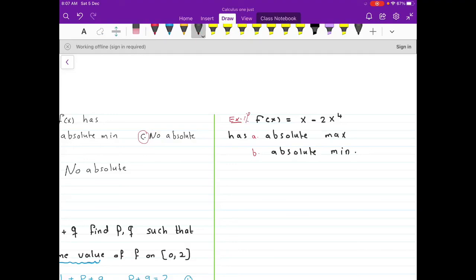If f of x equals x minus 2x to the power 4, then f has an absolute max or absolute minimum. Before solving and finding the critical points, from the behavior of the function we can conclude whether it has an absolute max or minimum. So the limit as x approaches infinity of x minus 2x to the power 4 equals minus infinity, and the limit as x approaches minus infinity of x minus 2x to the power 4 equals minus infinity.